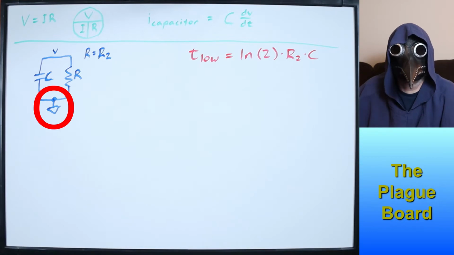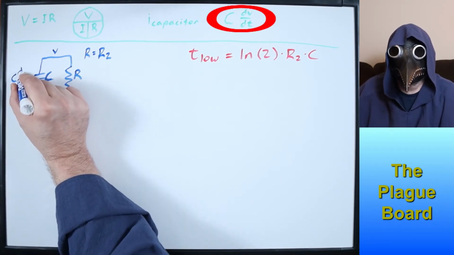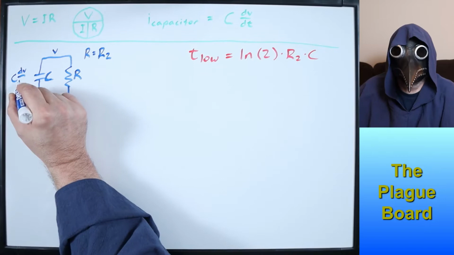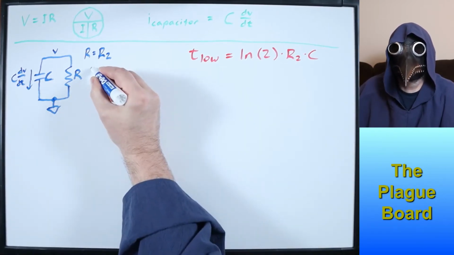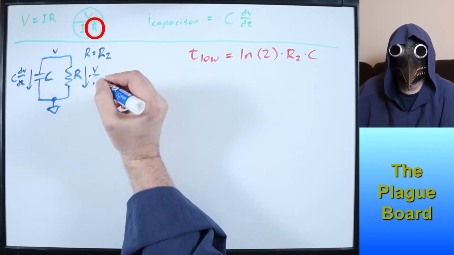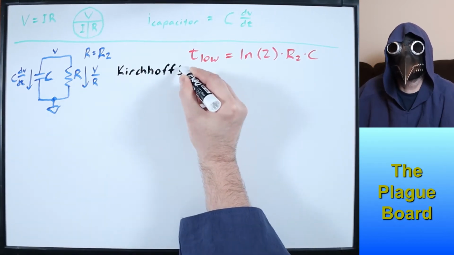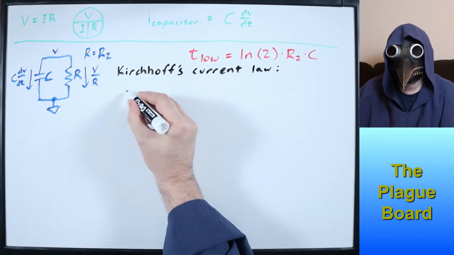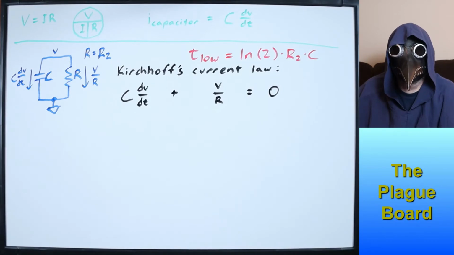Kirchhoff's current law tells us that the sum of all currents entering and leaving a junction must equal 0. Let's use the ground node as our junction for Kirchhoff's current law. Remember that the current through a capacitor is C dV/dt, and by using conventional current flow, it flows from positive to negative. Ohm's law states that the current through a resistor is the voltage across it divided by its resistance, again from positive to negative. So, by using Kirchhoff's current law, we can say that C dV/dt plus V over R is equal to 0. Now we have the problem set up, so let's solve it.